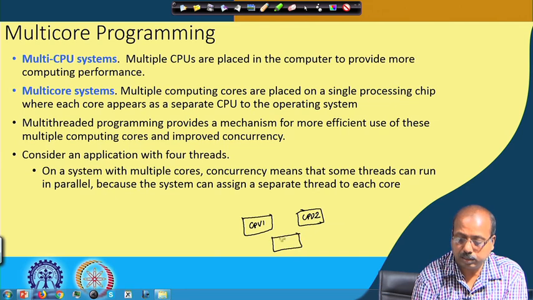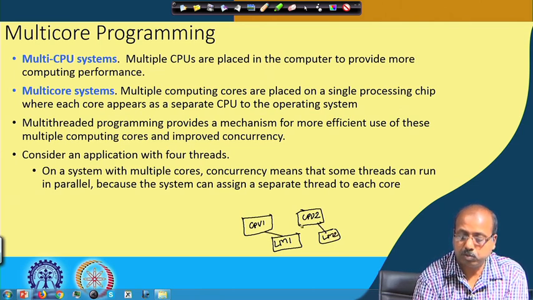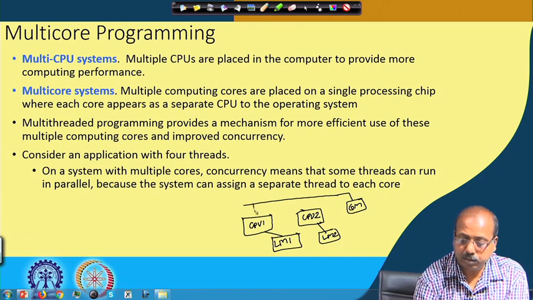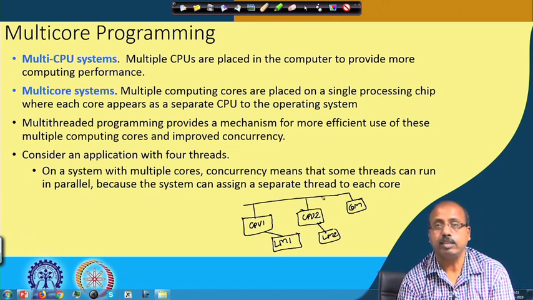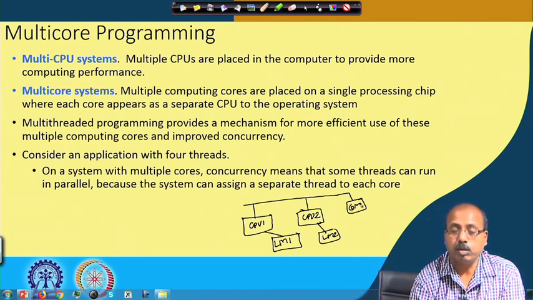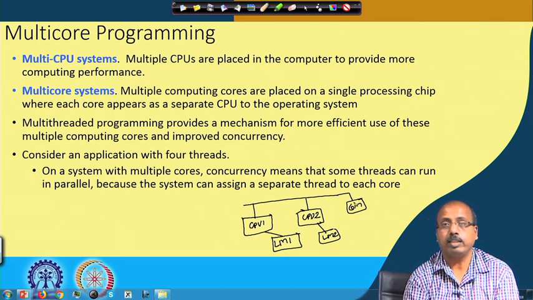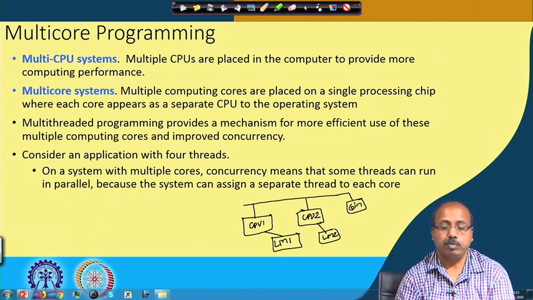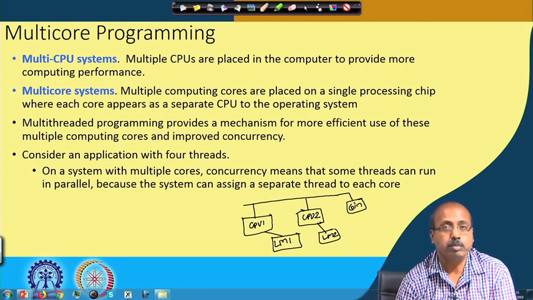They may have their own memory. So, maybe I have local memory 1, local memory 2, this is for CPU 1, this is for CPU 2, and there may be a global memory somewhere here over a bus. If you want to access the global memory, it has to be done like this. So, each processor has a local memory, as well as the overall system has a global memory. If you look into any computer architecture book, you will find this type of architecture where the CPUs are placed in the computer to provide more computing performance.